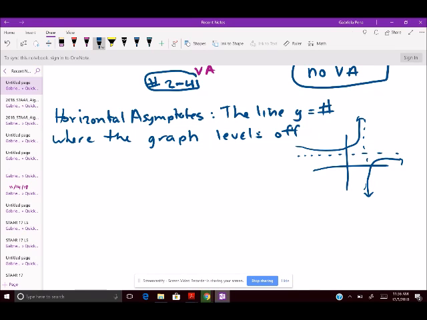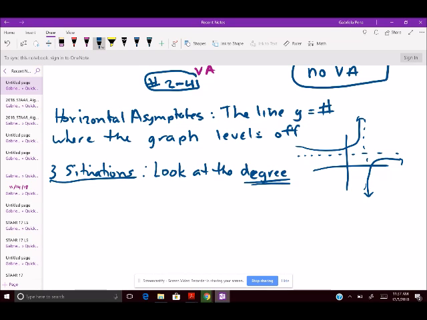Now there are 3 rules, 3 situations when it comes to horizontal asymptotes. This is a lot easier than vertical. So if you thought vertical was easy, this is a piece of cake. There are 3 situations. We have to look at the degree. Do you remember what your degree is? Yes. It is your exponent. Very good. So we have to look at your exponent when you're doing this.